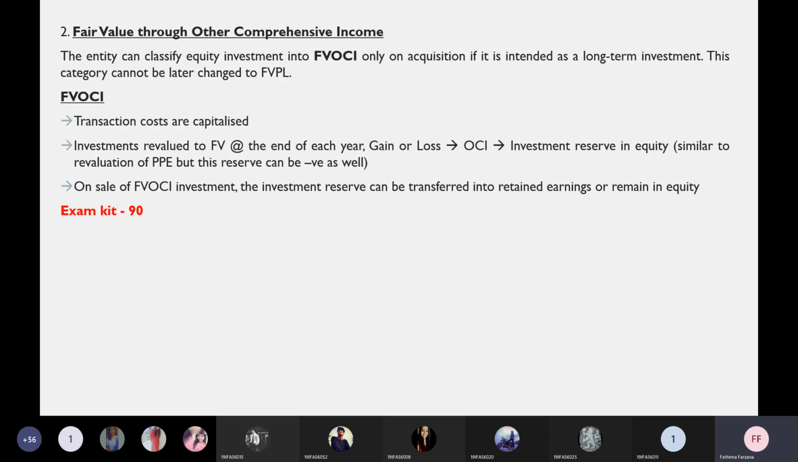What is the second method? The second method is fair value through other comprehensive income. The entity can classify equity investment to FVOCI only on acquisition if it is intended as a long-term investment. They can take it to FVOCI, but this can happen only at the time of acquisition, only at the time of investment, beginning itself. And once you go to FVOCI, later on, you cannot change it to FVPL. That is, once you classify as FVOCI, you cannot change it to FVPL calculation.